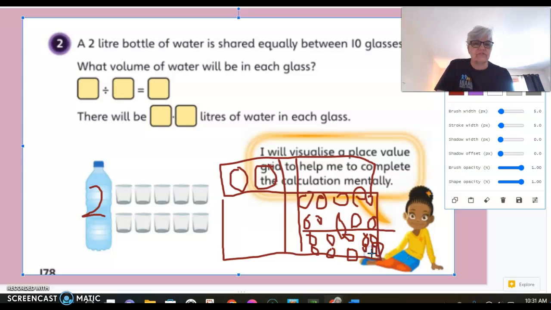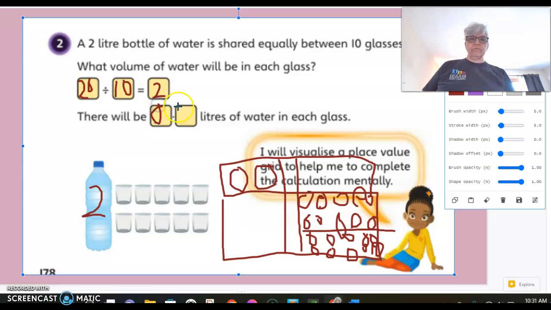You can be drawing these on your whiteboard. Hopefully yours will look a little better than mine. But when I counted, then I know that I have 20. All right, so I'm going to put 20 divided by 10, and that equals what? You're right, it equals 2.